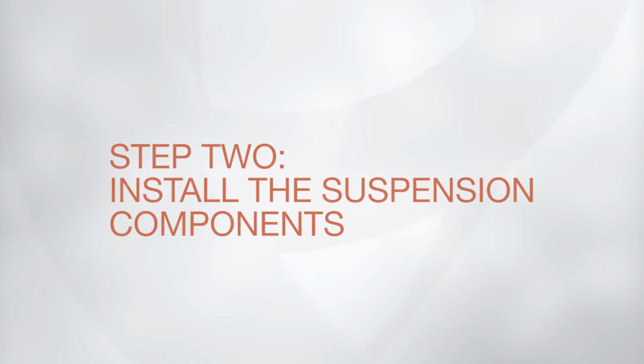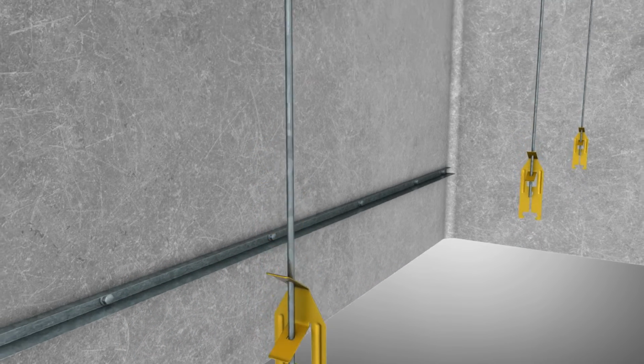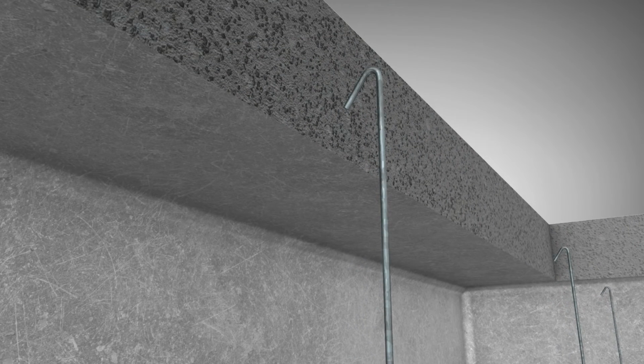Step 2. Install the suspension components. Start by inserting the suspension clip into the suspension rod. Then install the suspension rod brackets to the substrate. We have brackets suitable for fixing to concrete, timber trusses and steel purlins.